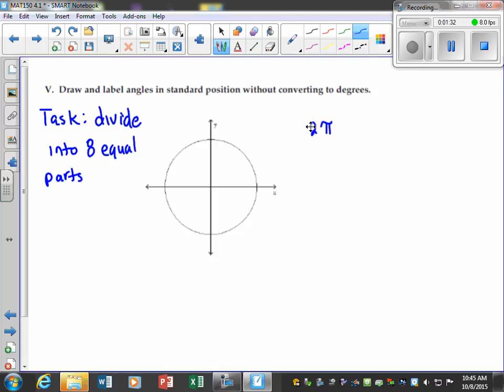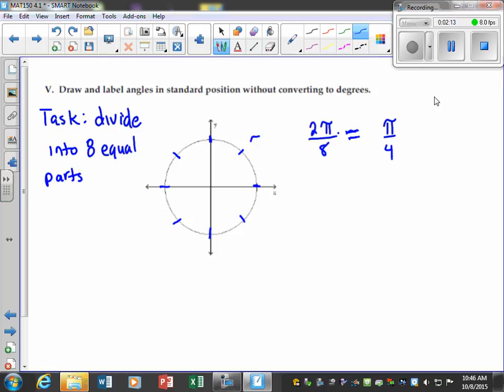Okay, so what would I do with 2 pi? Divide by 8, or that's the same thing as multiplying by 1/8. So how much does each part equal? That reduces to pi over 4. So each of the 8 parts is going to be pi over 4. So first of all, here's 1, 2, 3, 4, 5, 6, 7, 8. We sketched out 8 portions, and all the way around was 2 pi, divided into 8 pieces, so each piece is pi over 4.